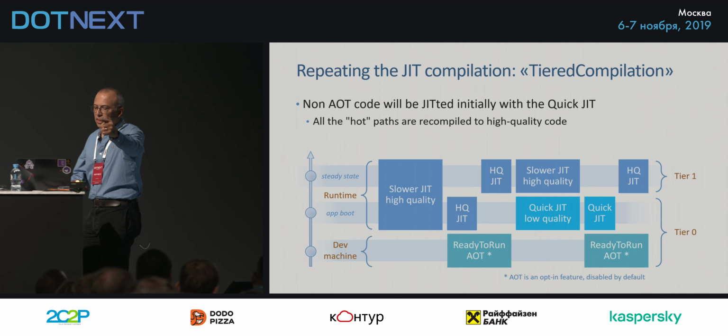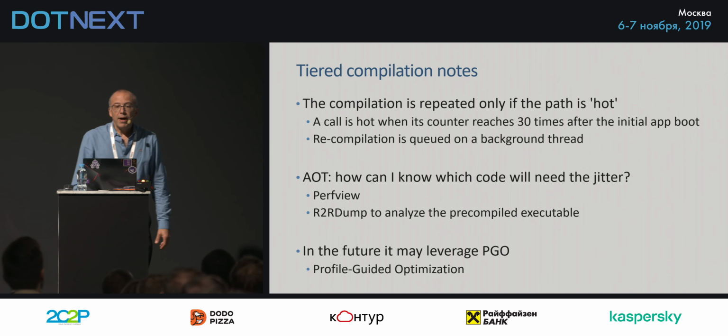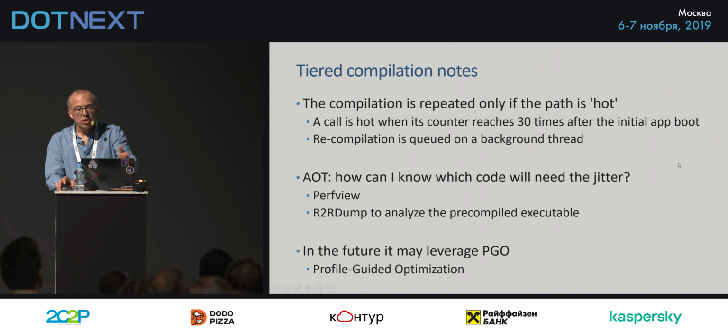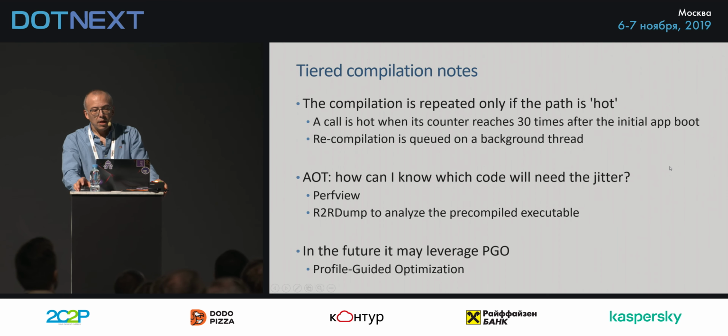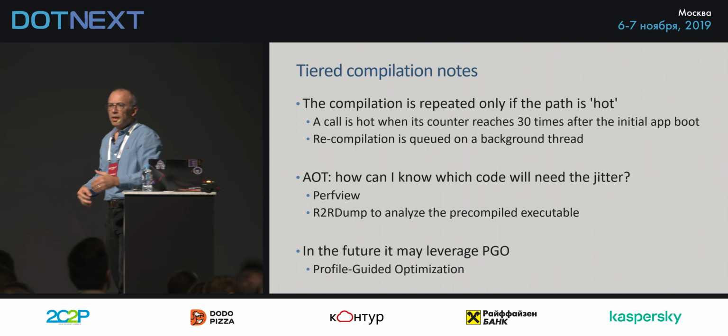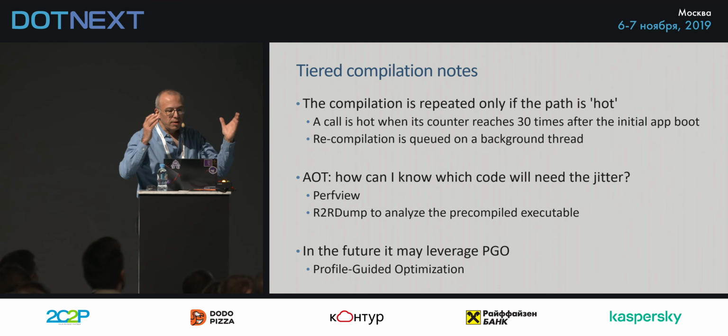If you have questions on this, we will discuss later on. Okay, what is a hot path? Simply a call counter that, after it reaches 30 times, immediately after, gets queued in a separate thread and gets recompiled. That's all, very simple, nothing terrible.